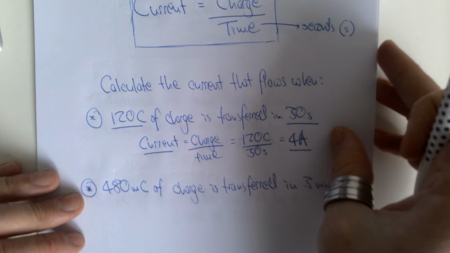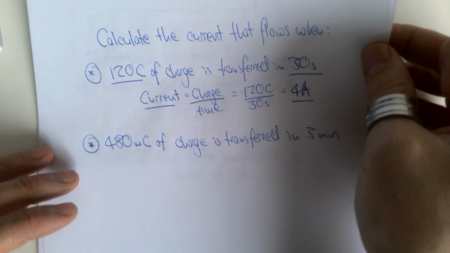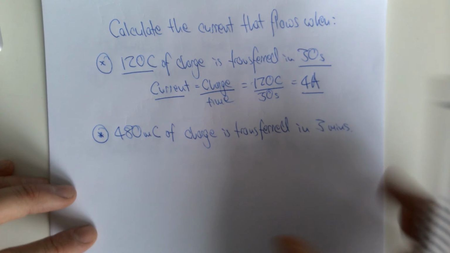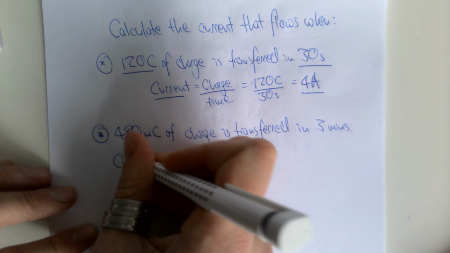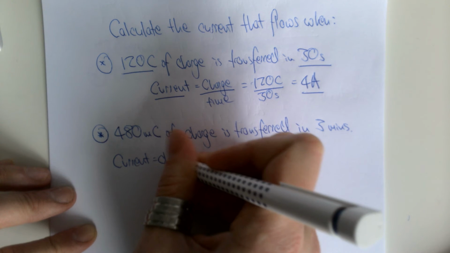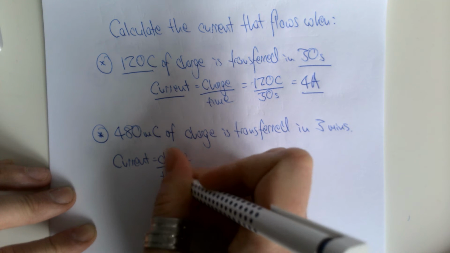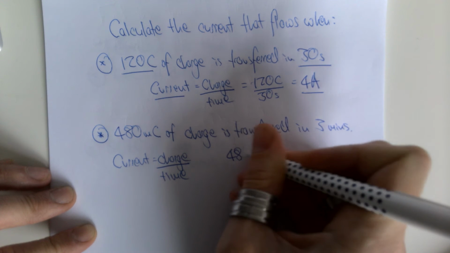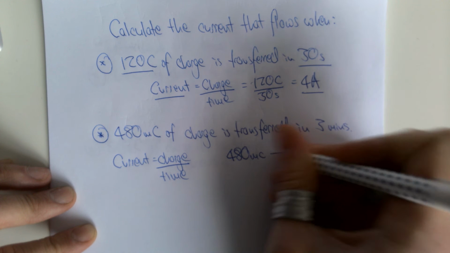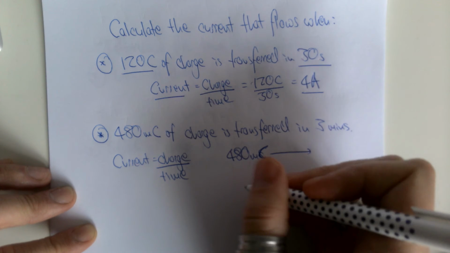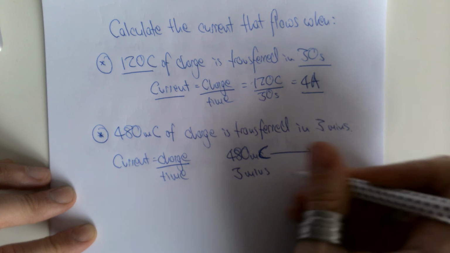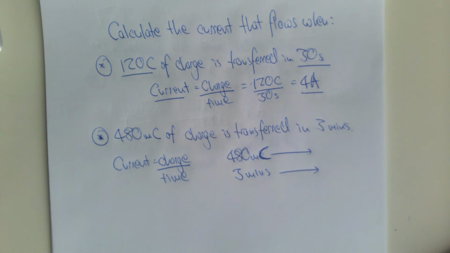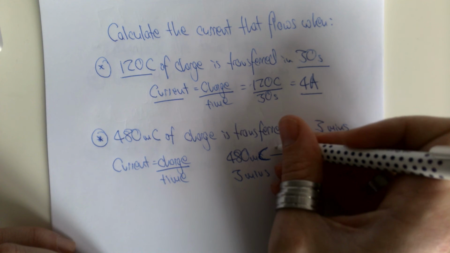Now, same idea, but thinking about actually if we have to convert any of our units. So we know that current equals charge divided by time. Now we've got 480 millicoulombs, so that's probably a big C, and we've got 3 minutes. Now we want these to be in seconds and coulombs. So if you end up with a unit of millicoulombs, to convert it back into coulombs, we simply divide by 1000.